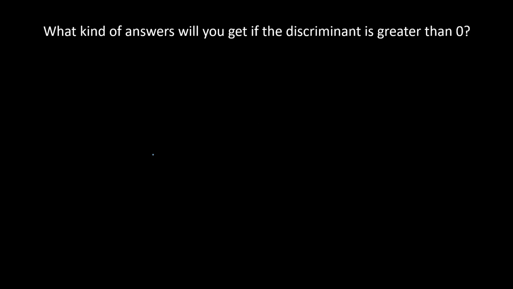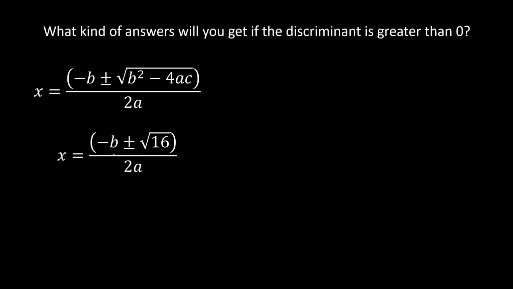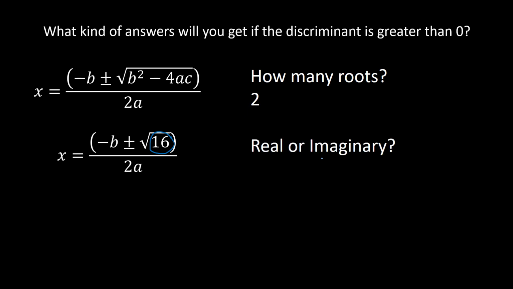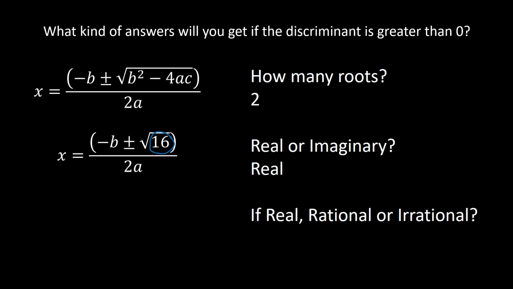Okay, now what if it was greater than 0, but the discriminant, let's say, is a 16 instead? So right here, your discriminant is 16. Well, the first question is, how many roots? Well, once again, we have a positive or negative square root, which would leave me with 2 roots. And then real or imaginary, well, it's still a positive number. It's not the square root of a negative number, so this still would be real. And the next question is, if it's real, will it be rational or irrational? Now in this case, the square root of 16 is a perfect square, so this would be a rational solution.